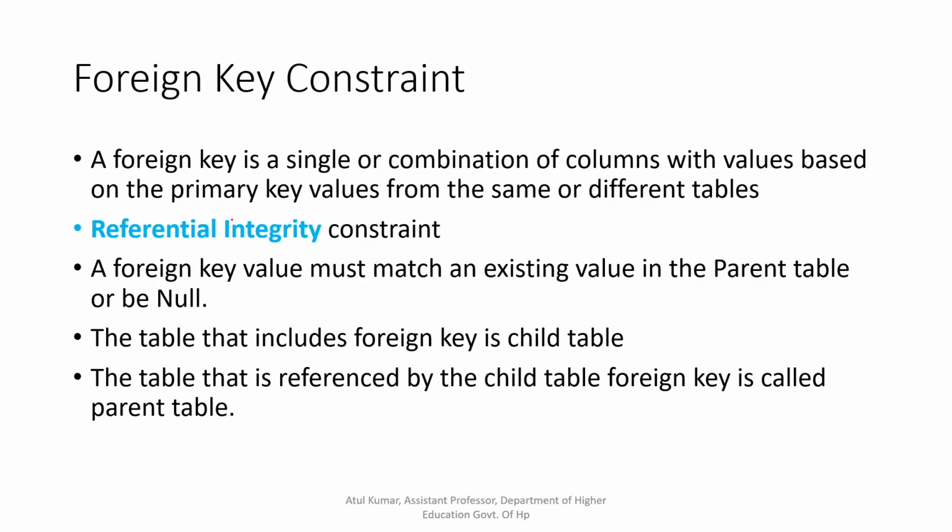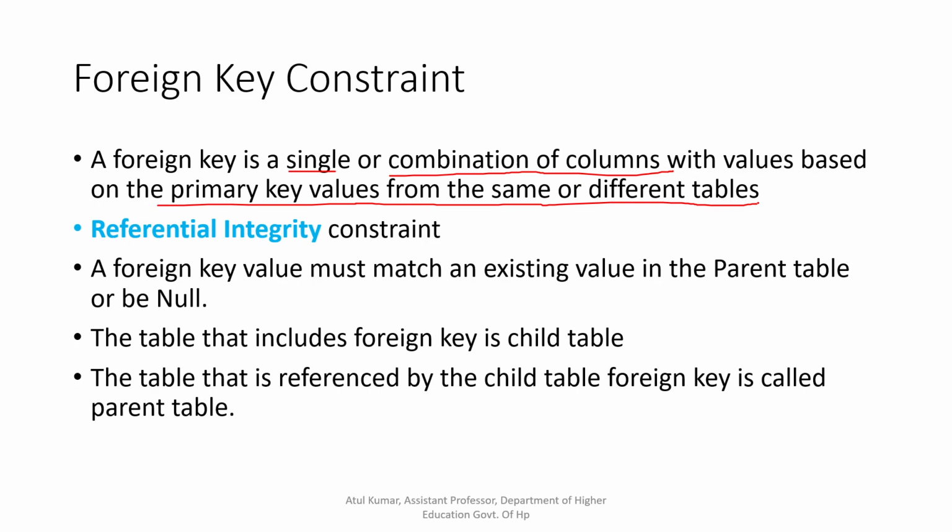So here a group primary key is imposed at the end of this table, that is instructor. Next important constraint, we have a foreign key. A foreign key is a single column or combination of columns with a value based on primary key values from the same or different tables. So the values of the foreign key must match the values of the primary key. The foreign key constraint is also known as the referential integrity constraint, and the value of a foreign key must match the value of the primary key in the table where it is referenced, or it may be null.